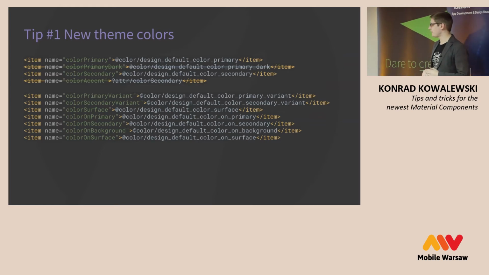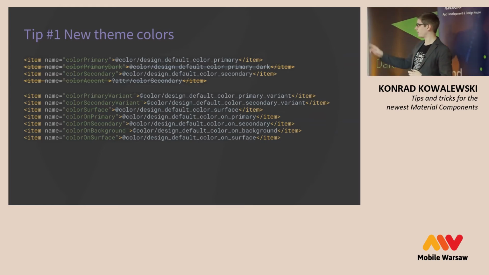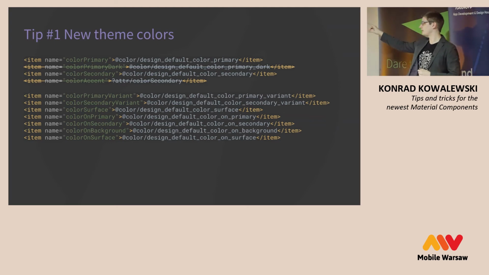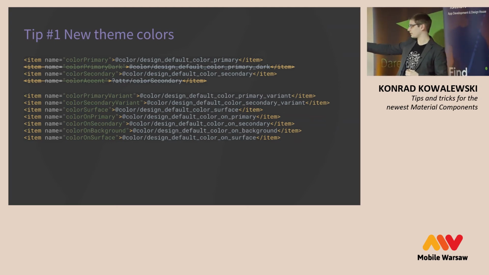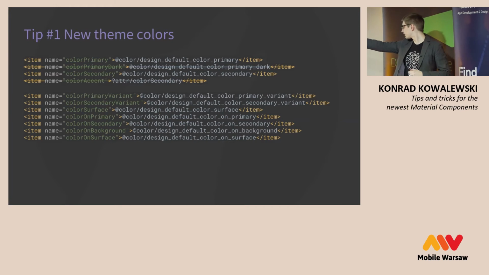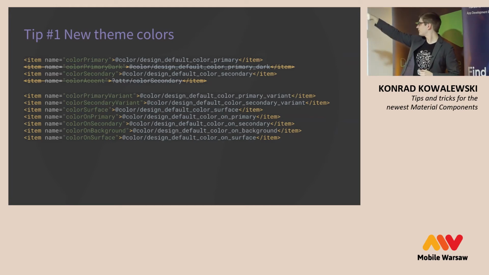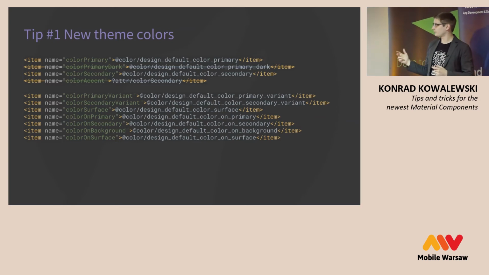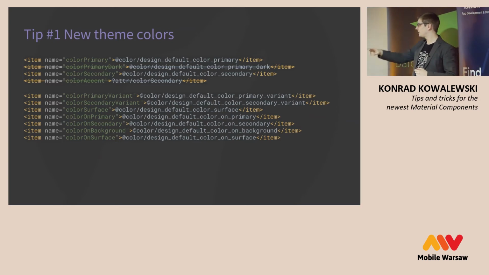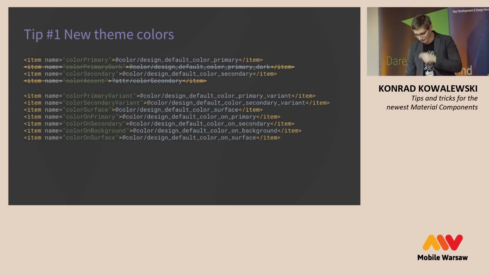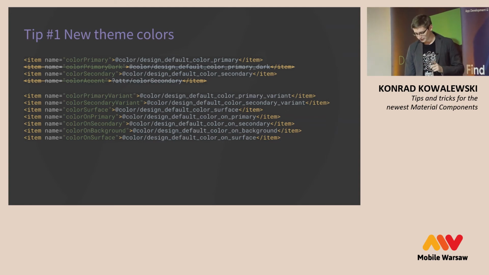And as you can see, they come in pairs. So we have color primary at the top and color on primary lower. And color secondary here, and also color on secondary here. Color background is also defined, but I omitted it here. And color on background is shown here, as well as color surface and on surface. Why do they come in pairs? I will tell you in a moment.